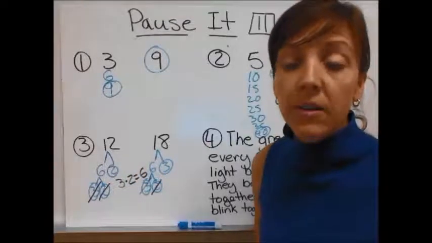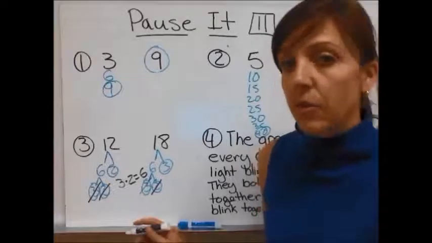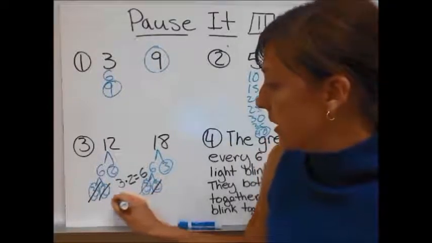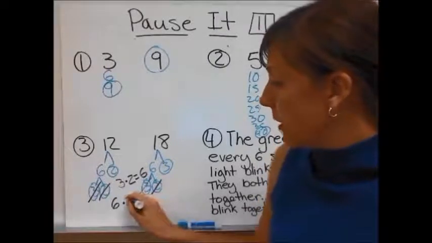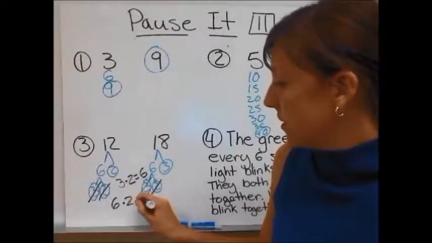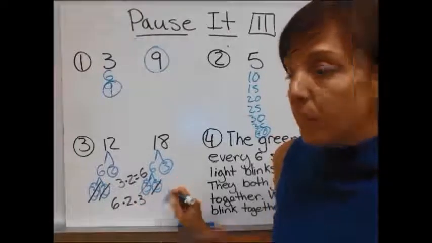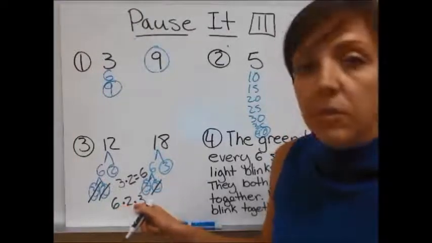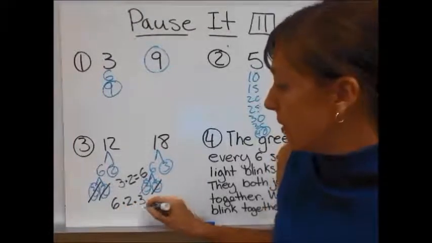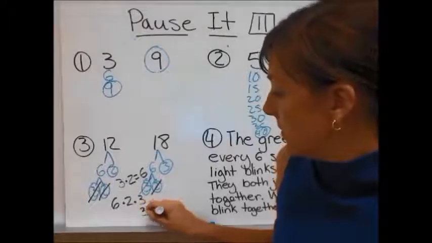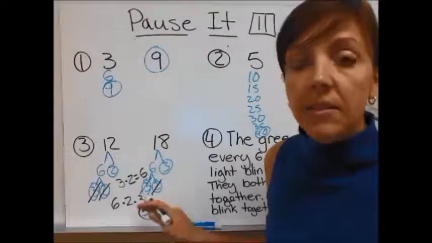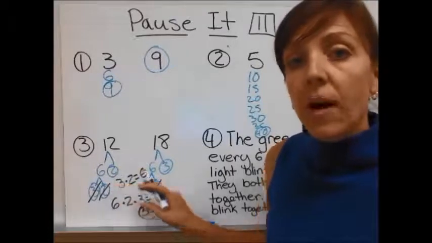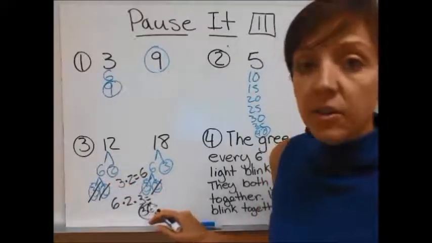Now I'm going to multiply the greatest common factor by the leftover numbers on the factor tree. So 6 times 2 times 3, because I'm multiplying by the prime numbers left on the tree. 6 times 2 is 12, and 12 times 3 is 36. So the least common multiple of 12 and 18 is 36.